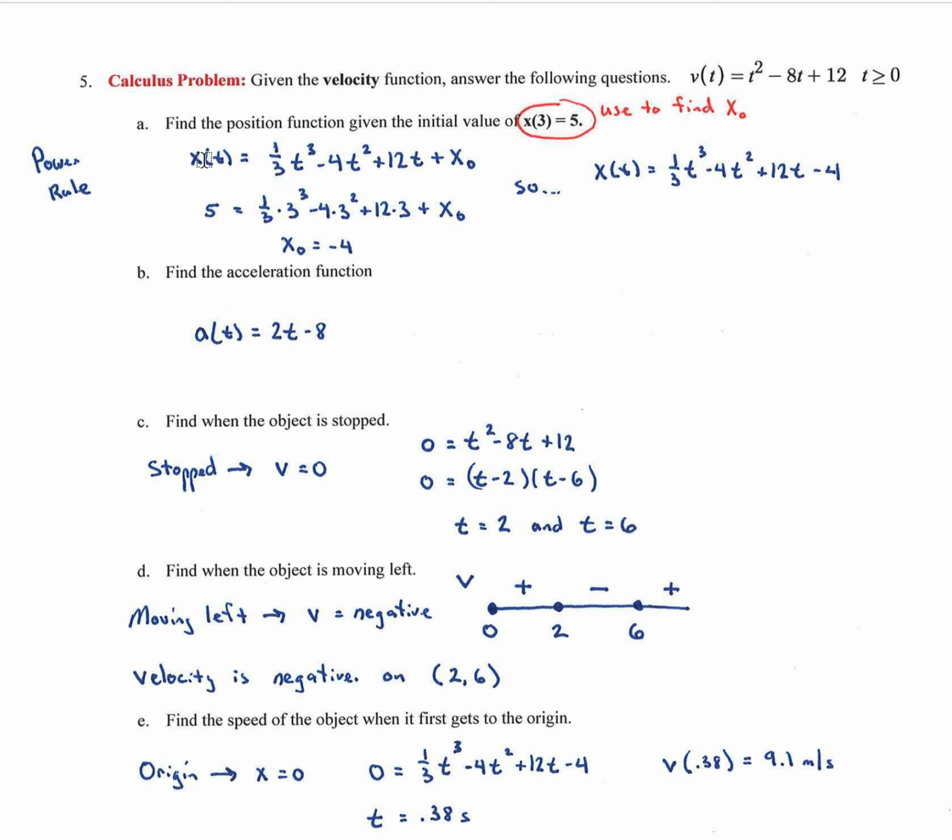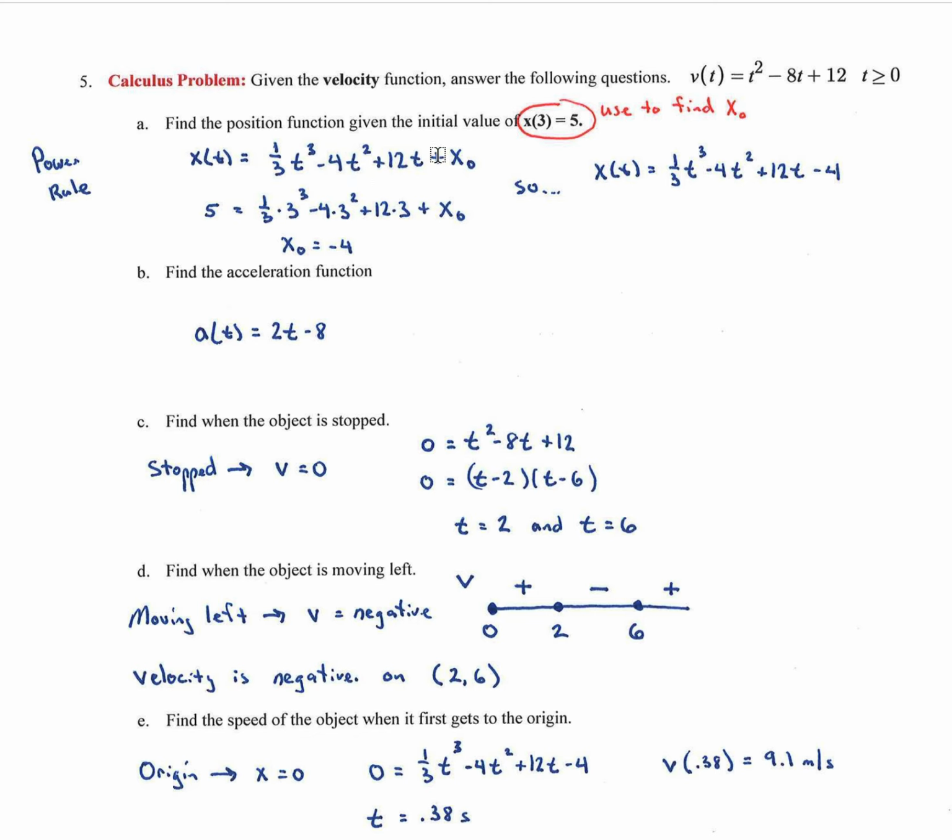Remember, to find the position from velocity, we need to use the reverse power rule. We need to increase the power by 1 and divide by the new power, which I did here. Increase this t squared to t cubed and divide by 3. Increase t to t squared and divide by 2 to make it a negative 4. 12 becomes 12t plus x naught.